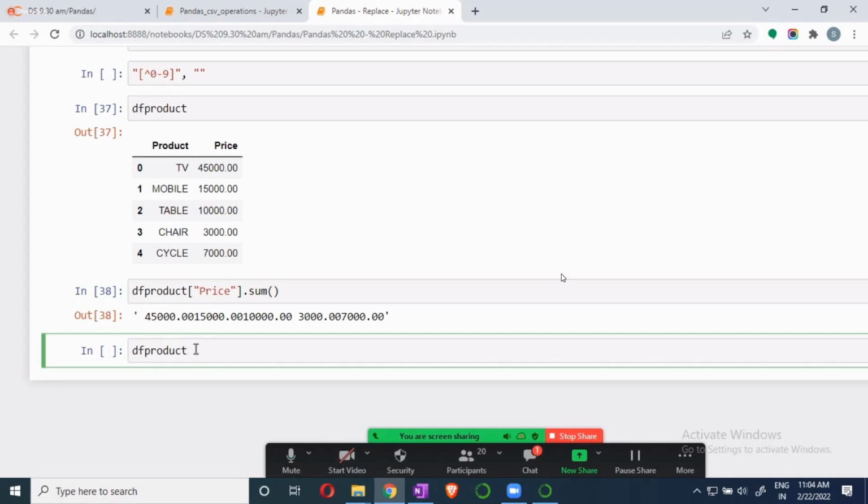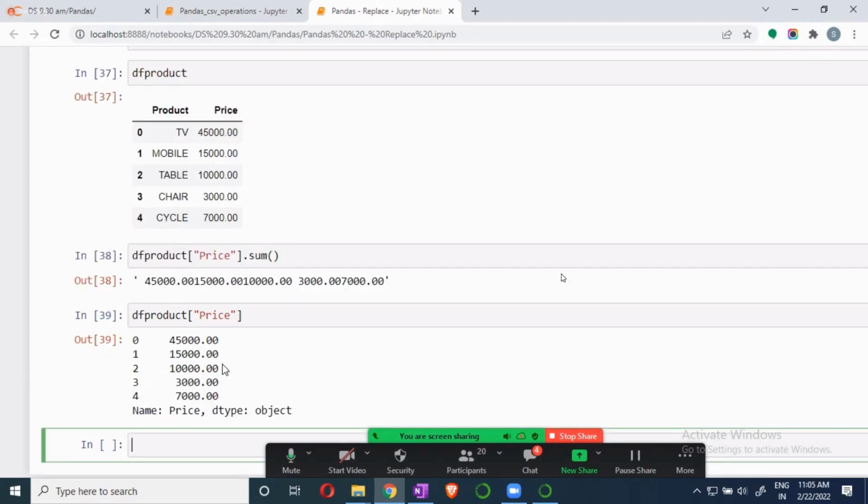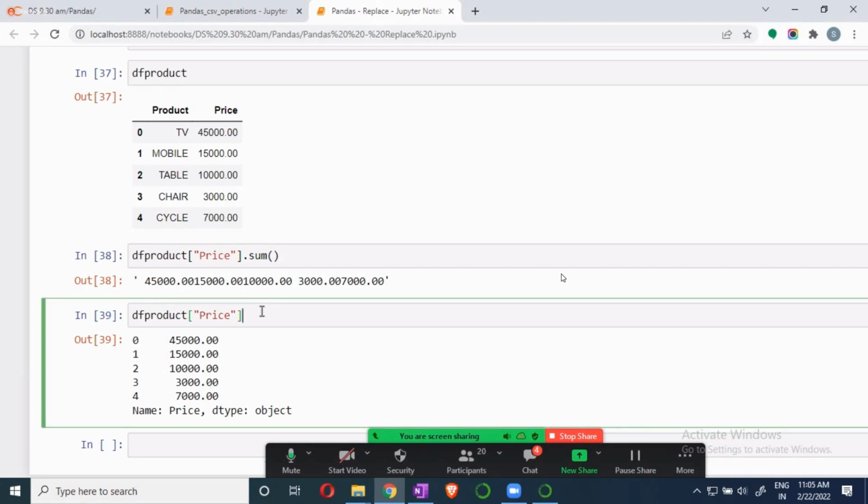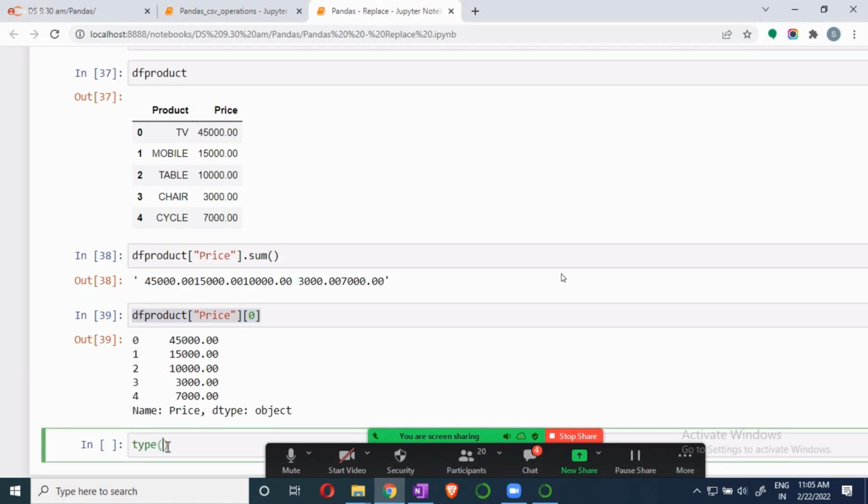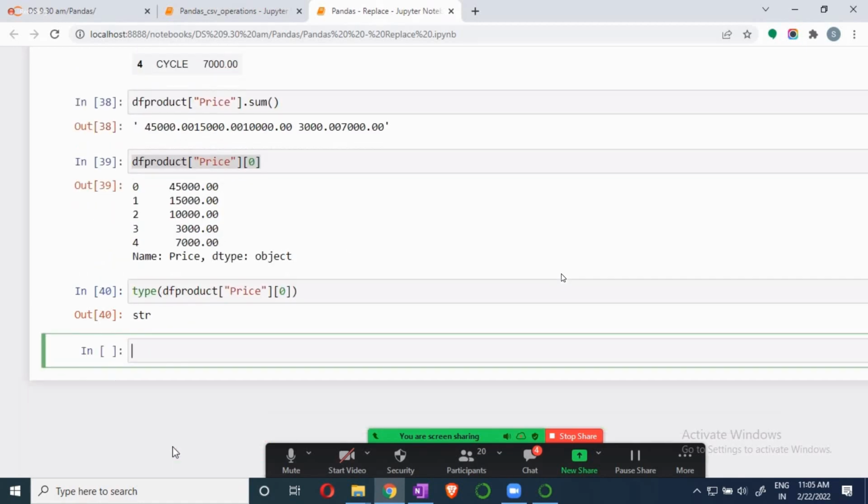Dtype is equals to... no, I want to remove everything at a stretch. So see this, which column, guys? Price column, right? Price column I want to convert. This is a string type. If you want to see it, take the type of element 0, and you will get string type. Okay, string type. Now I want to convert it.